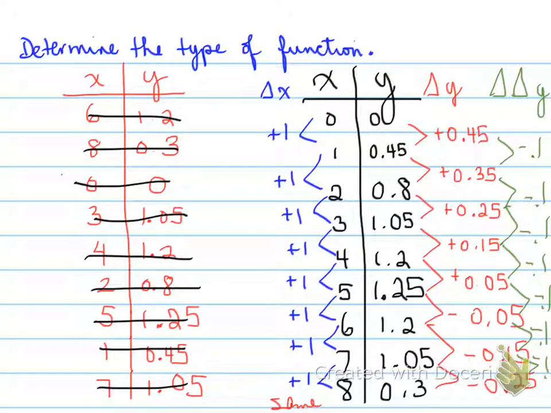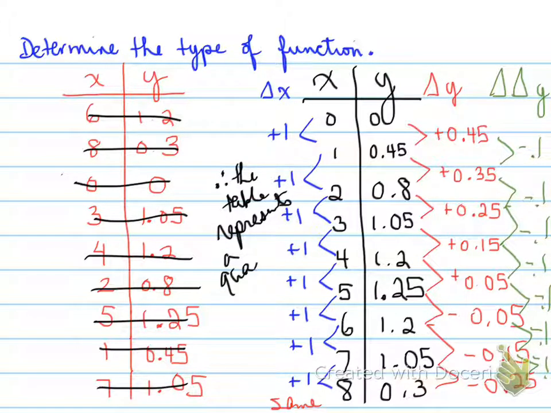So what kind of function does this represent? Well, hopefully you're thinking it's quadratic. And you'd be right if you're thinking quadratic. Because the delta delta y values are all the same, we can determine that this table represents a quadratic function.